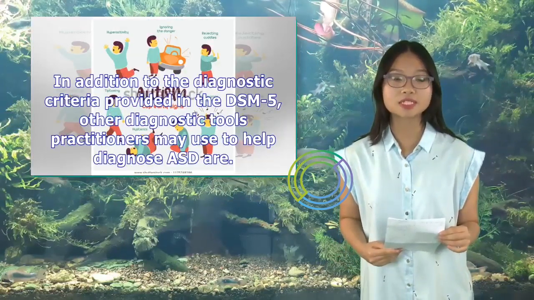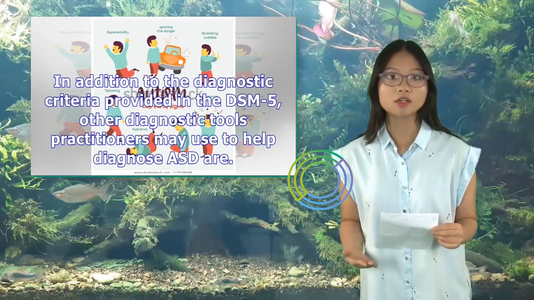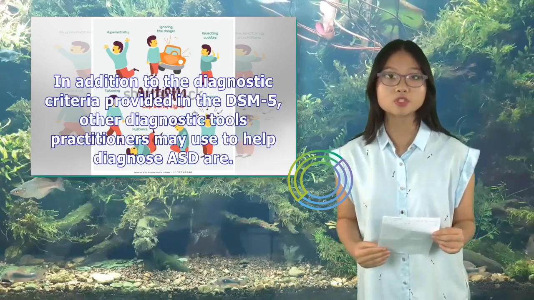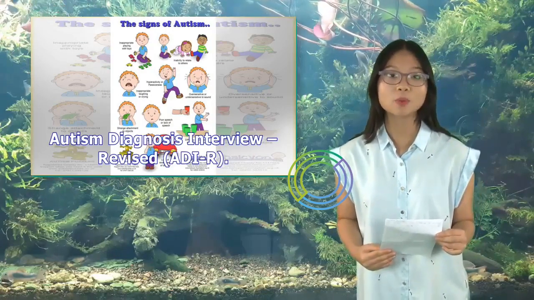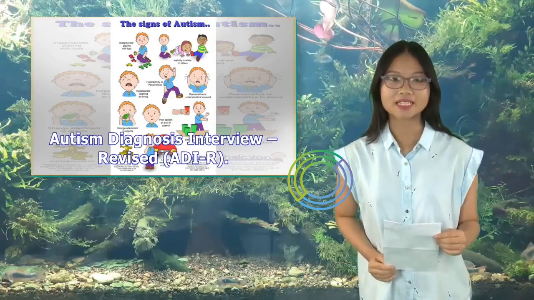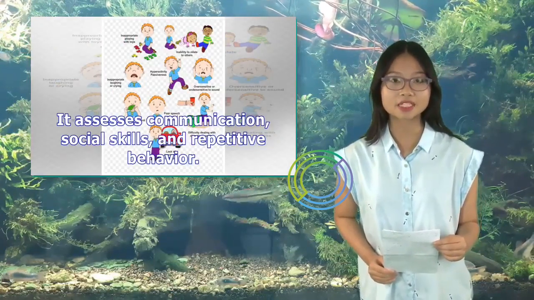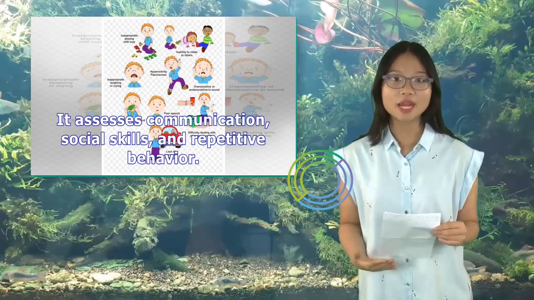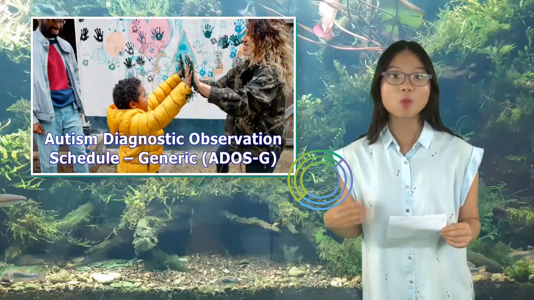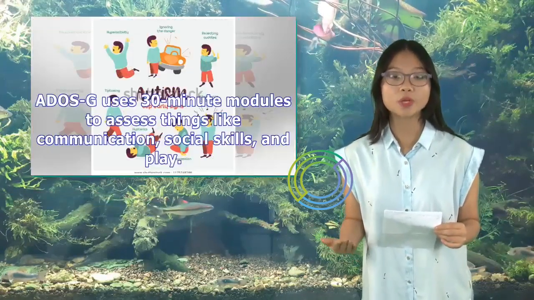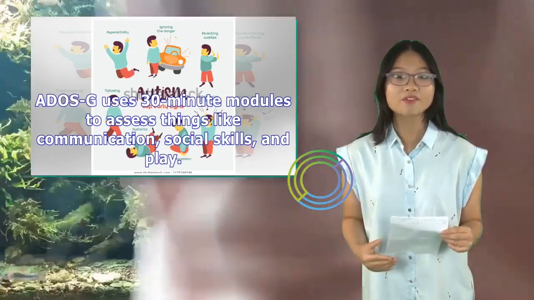In addition to the diagnostic criteria provided in the DSM-5, other diagnostic tools practitioners may use to help diagnose ASD are the Autism Diagnostic Interview, Revised, ADI-R. ADI-R can be used for individuals 18 months and older. It assesses communication, social skills, and repetitive behavior. Autism Diagnostic Observation Schedule, Generic, ADOS-G. ADOS-G uses 30-minute modules to assess things like communication, social skills, and play.